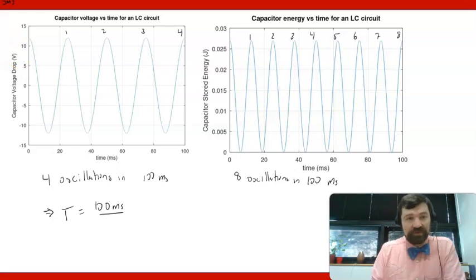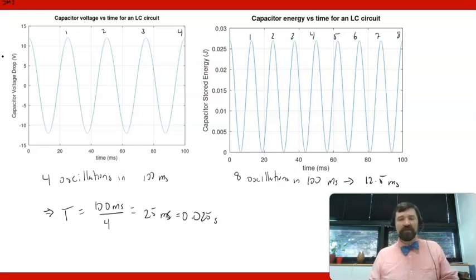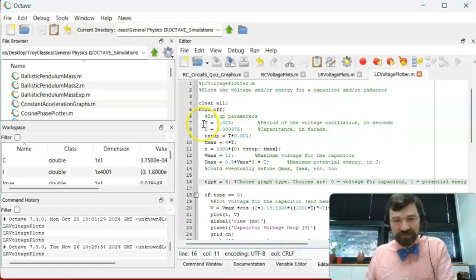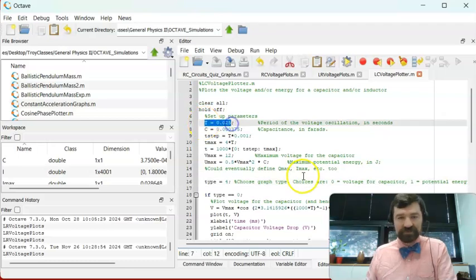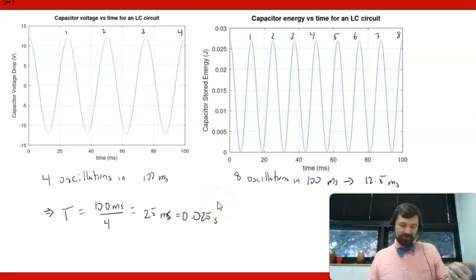So if we want to get the period of oscillation, we divide that time by the number of oscillations. And so this would be 25 milliseconds, or in other words 0.025 seconds. This one would actually be 12.5 milliseconds. If we go back to the code, by the way, that 25 milliseconds, 0.025 seconds should be familiar because it's what we set the period as here in the code. So that's kind of confirmation that it's doing what we expect it to do.